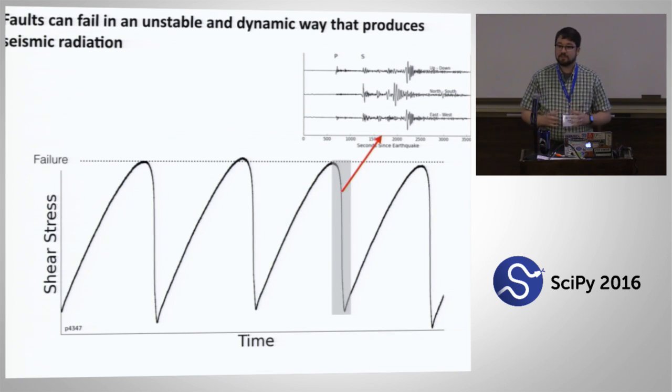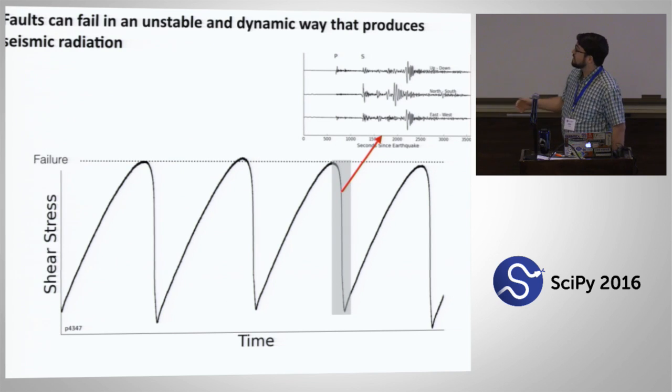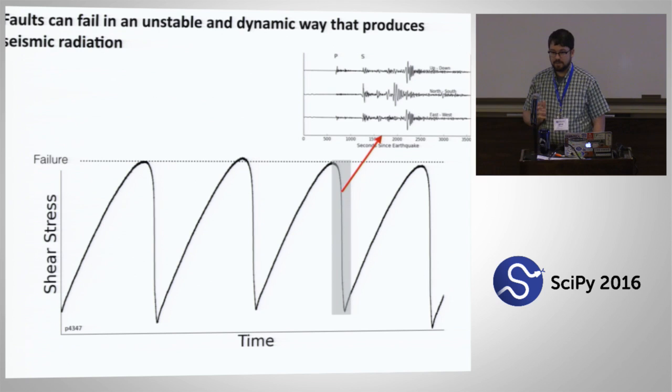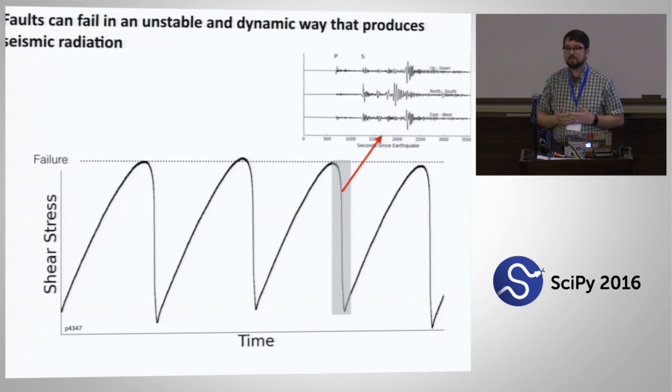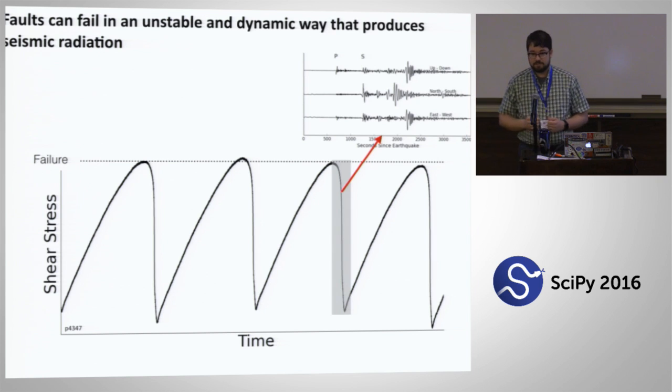So the more interesting way that faults can fail, that as geoscientists we generally get really excited about, is in a dynamic or unstable way. In this case, we're applying the same loading rate. You see that the shear stress builds up, but when it reaches a failure stress, instead of just sliding stably, all of that energy is released at once, or some large fraction of it anyway, in a pretty catastrophic fashion.